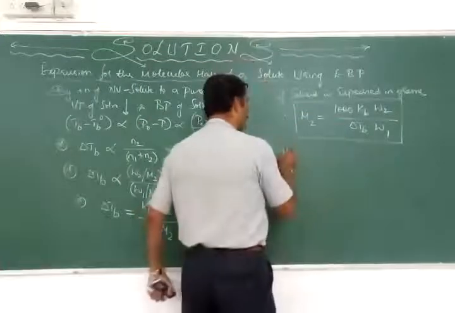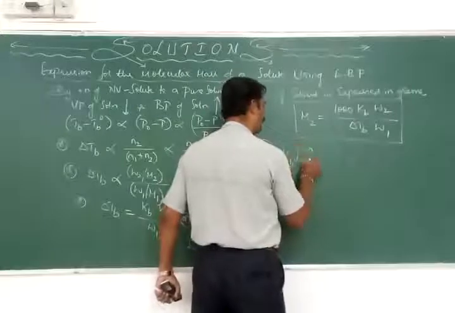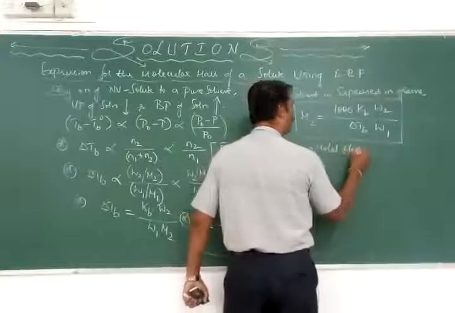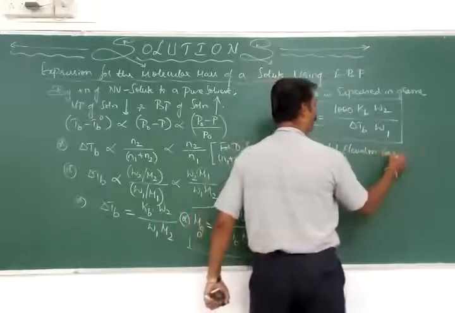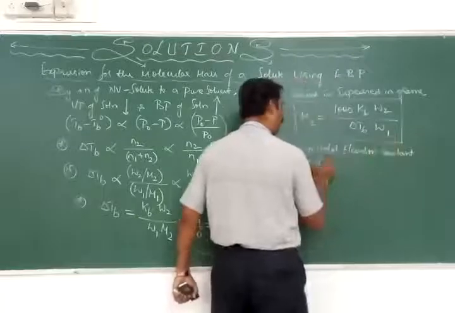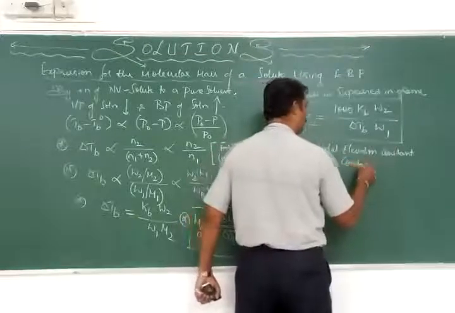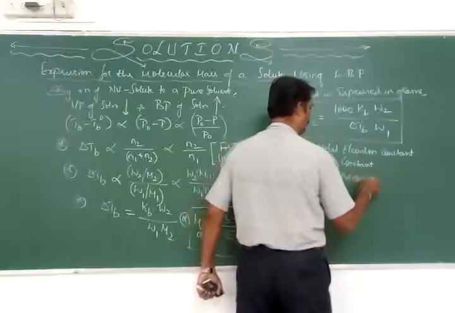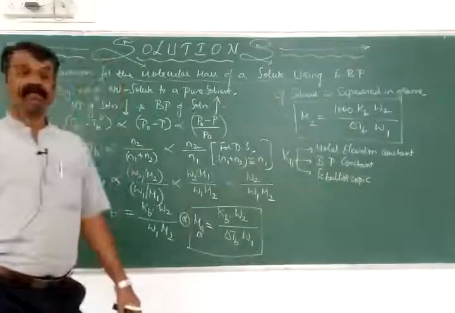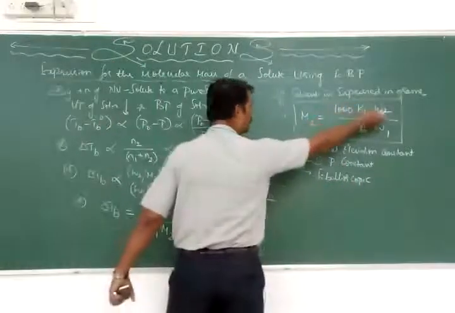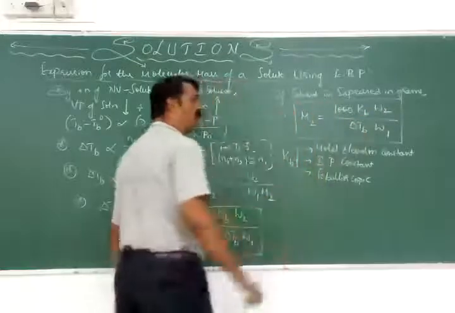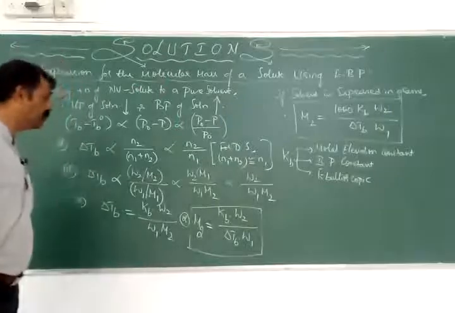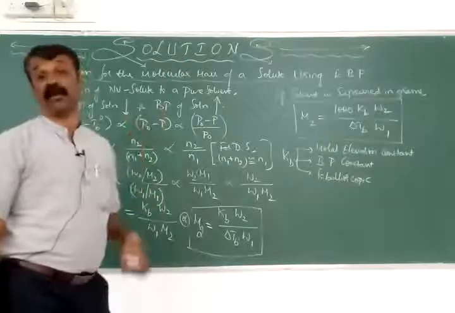So here Kb, we can have three different terms related to it. Either it is called the molar elevation constant, or it is also called the boiling point constant, BP constant, or it is also called the ebullioscopic constant. What constant is it? Ebullioscopic constant. W2, we know, is the mass of the solute. Delta TB is nothing but the elevation of which point? Boiling point. And W1 is nothing but the molecular mass of which one? The solute. Sorry, one means it is the solvent. Molecular mass of the solvent.